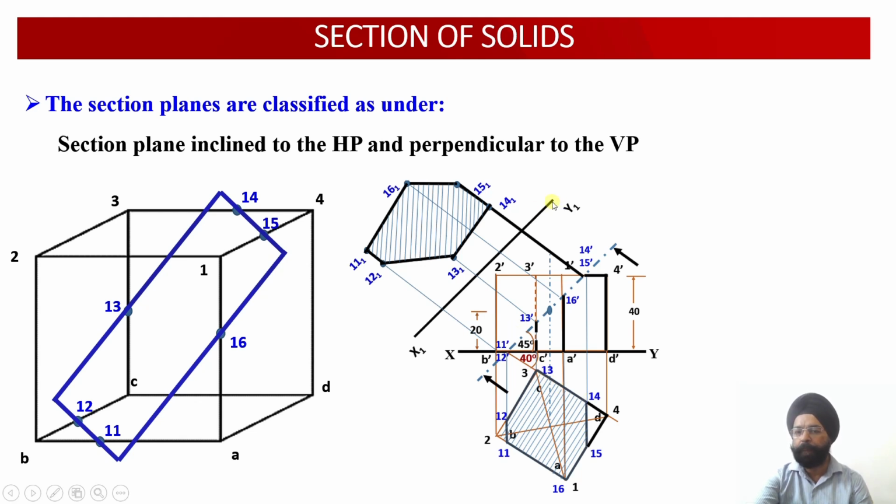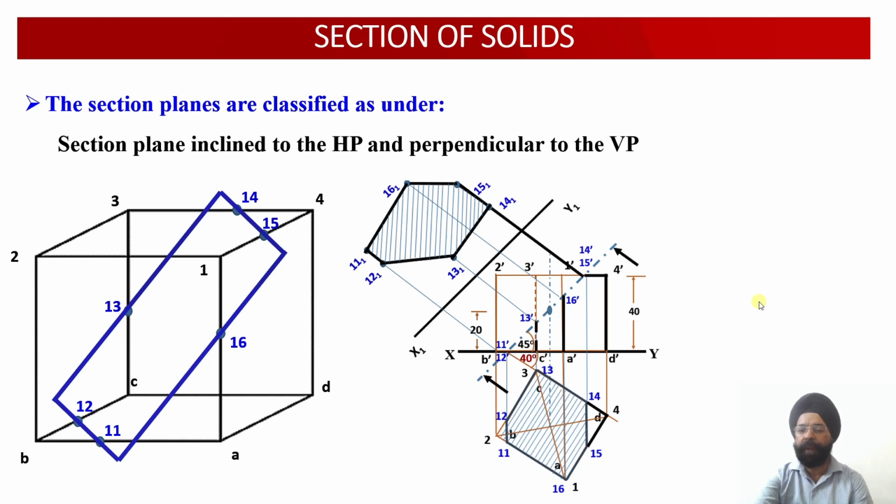To obtain the true shape, we have drawn another AIP, X1 Y1, which is parallel to this cutting plane, and then projections through all these 6 points onto this AIP will provide us the auxiliary plan projections. These auxiliary plan projections are going to provide us with the true shape of this cut section, right? So this was the basic methodology which will be followed.